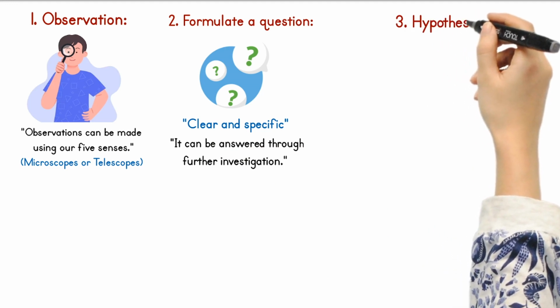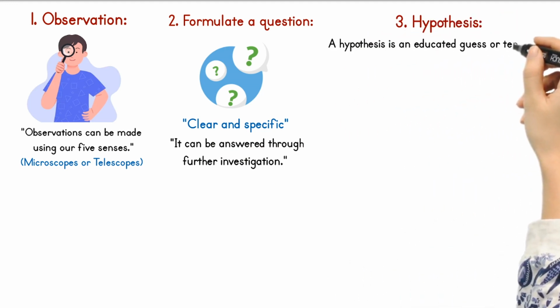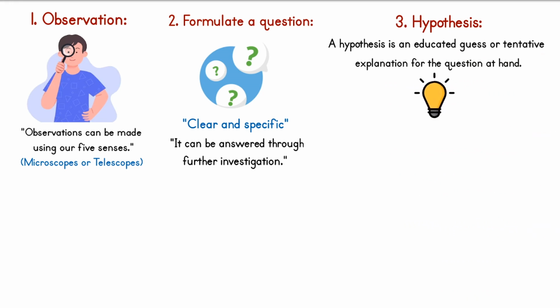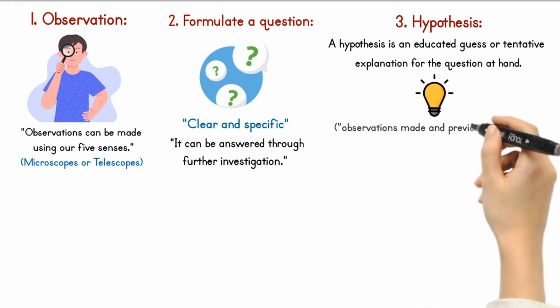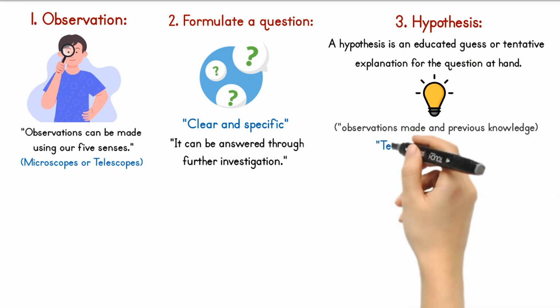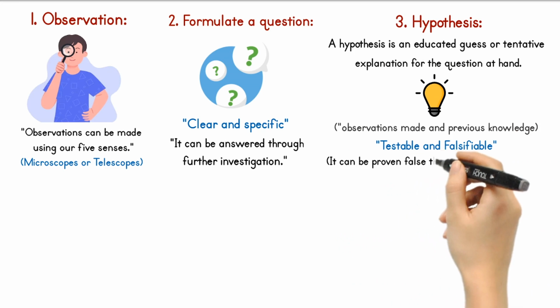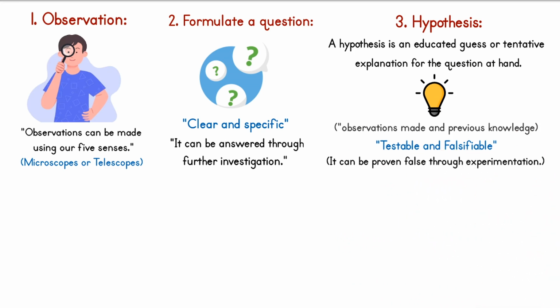3. Hypothesis. A hypothesis is an educated guess or tentative explanation for the question at hand. It is based on the observations made and previous knowledge. The hypothesis should be testable and falsifiable, meaning that it can be proven false through experimentation.